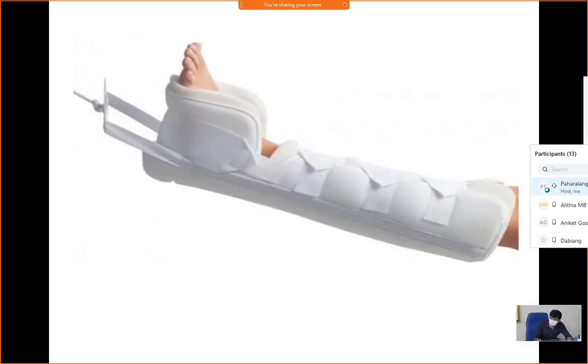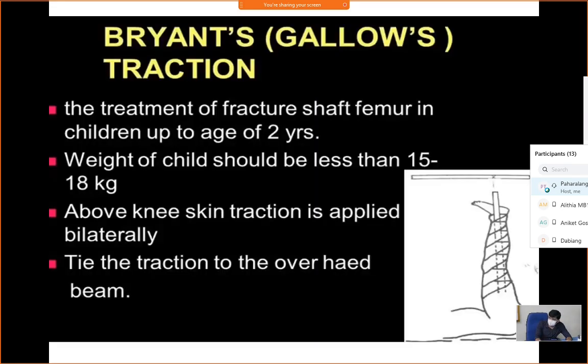This is box traction, and there is a strap around the leg. You apply the strap, and there is friction between the skin and that strap. You can see the strap going towards the foot, and you can hang weight there. This is used in femoral fractures.